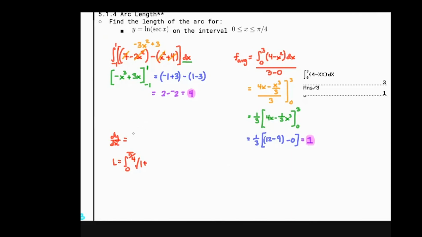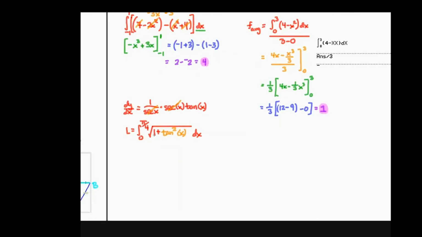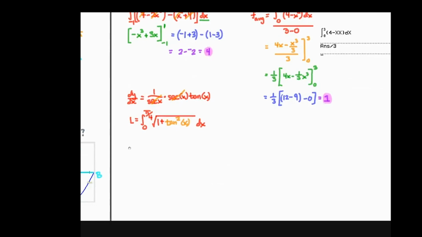The derivative of ln is going to be 1 over whatever's after it. So we have 1 over secant x times the derivative of secant x. The derivative of secant x is secant x tan x. It's one of those formulas you have to remember. Secant x cancels, so you just end up with tan x. That's nice. 1 plus tan squared x is actually equal to secant squared x. I'm going to act like nobody remembers that from the trig properties, so let's just do our calculator with this.